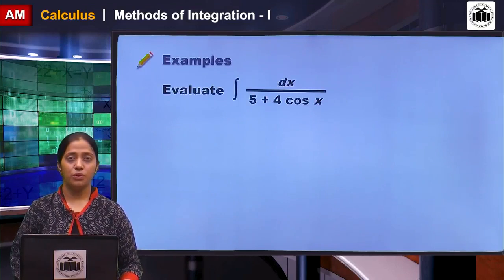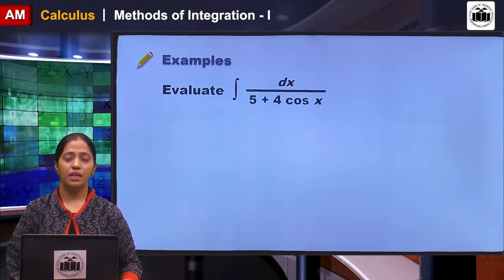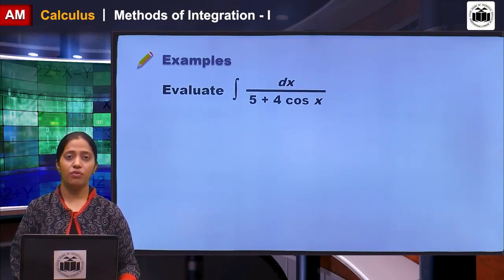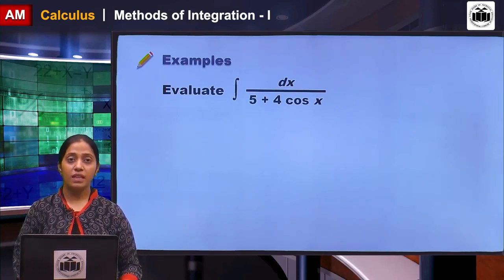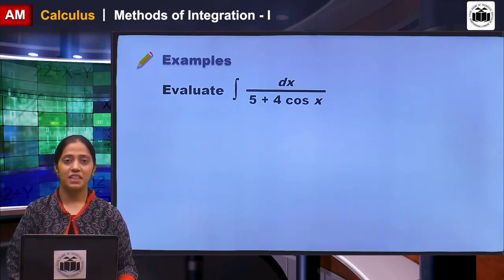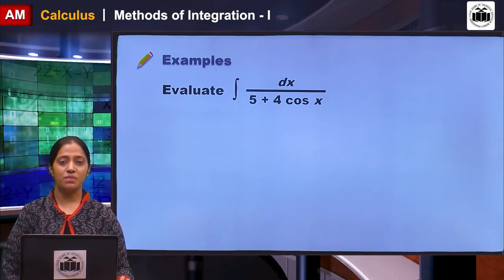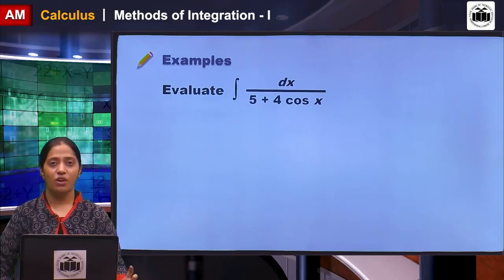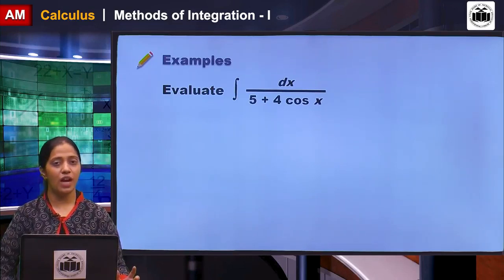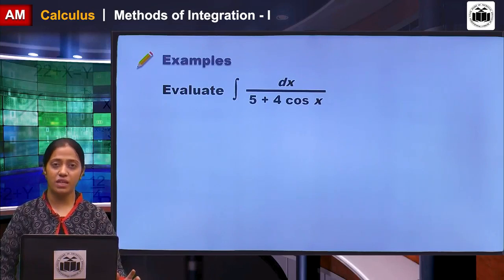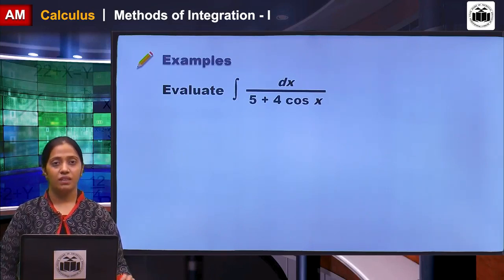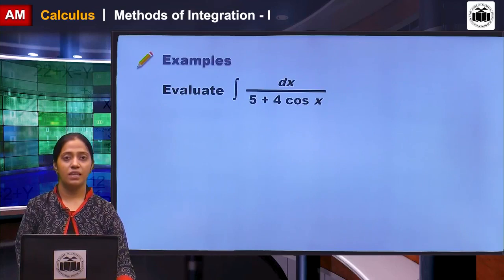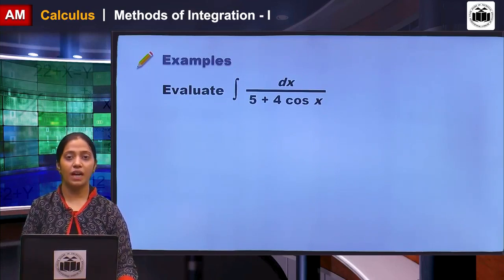For example, suppose you have to evaluate integration of dx upon 5 plus 4 cos x. This is of the type integration of dx upon a plus b cos x. In place of a, here it is 5. In place of b, here it is 4. And all the values are given to you. We know the value of dx, we know the value of cos x, we know the value of t. So t is tan x by 2, and directly we will solve this by using those values.